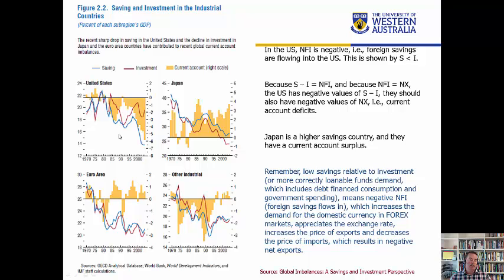Let's have a look at the United States. The blue line is savings, the red line is investment, and these two time series are measured on the right-hand axis as a percentage of GDP. So the very last year that we have data for in this diagram, the blue series, savings, looks like around about 13.8% of GDP. So savings were 13.8% of GDP.